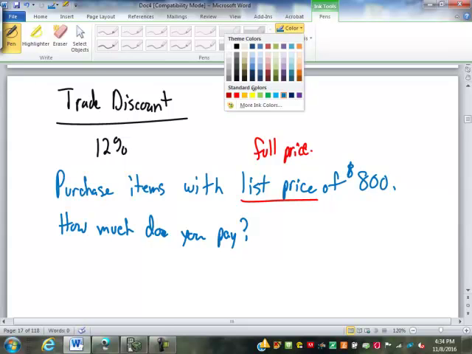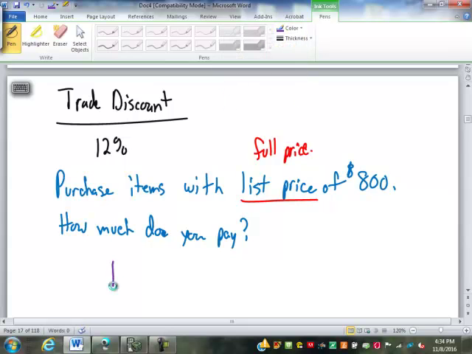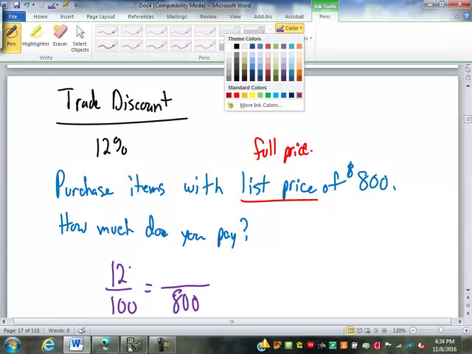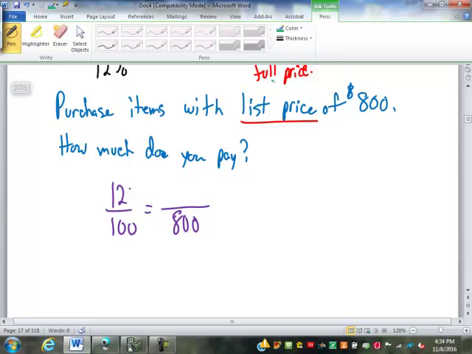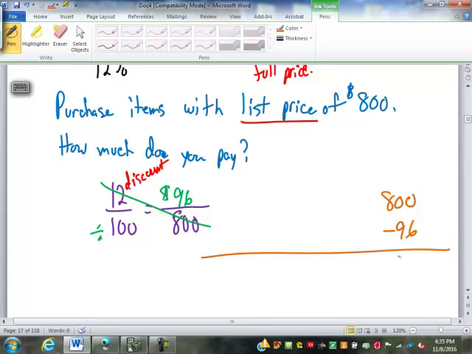Well, we could go ahead and find that 12%. 12% is 12 out of 100. 800 is the whole amount. If we cross multiply and divide here, 12 times 800 divided by 100, we do get $96. But if you recall, what we're looking at here, the 12% represented the amount of the discount. We want to know how much we paid. That's going to be found by taking the full $800, subtracting the $96 discount, and getting that we paid $704.